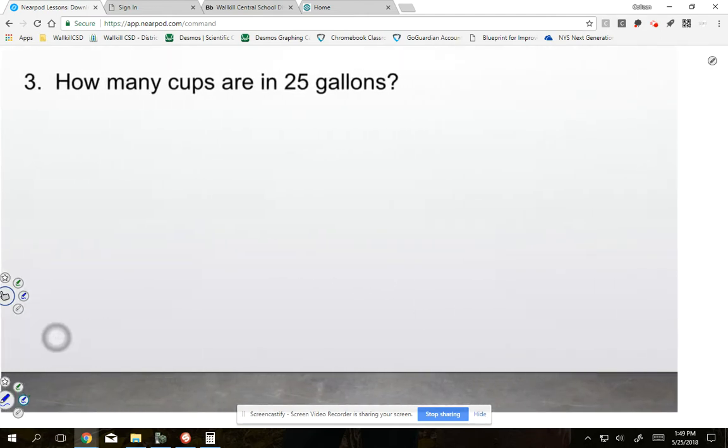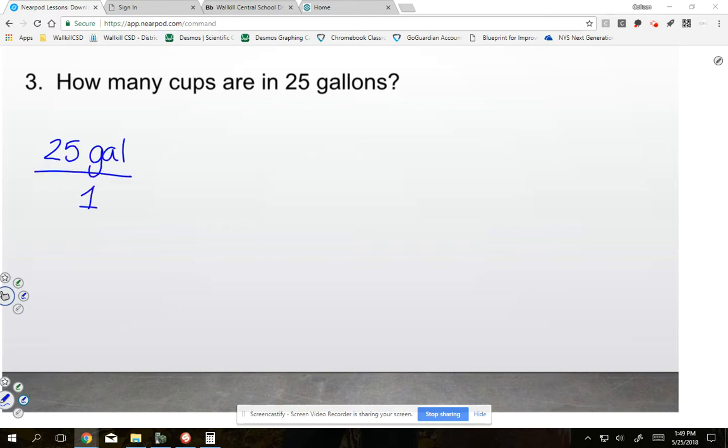All right, starting with 25 gallons. 25 gallons over 1. All right, we want to get to cups. So what's the conversion between gallons and cups? What's something in between gallons and cups? Say quarts. There are 4 quarts in 1 gallon. Okay, what's the conversion between quarts and cups? Bryce? 2 cups.